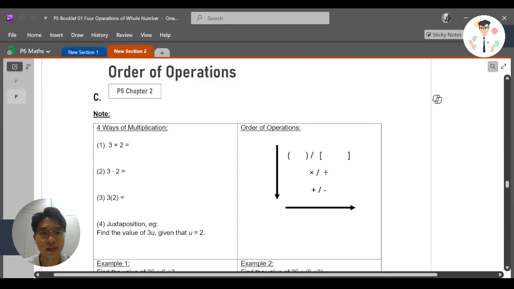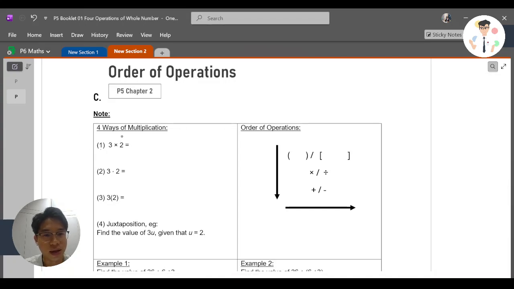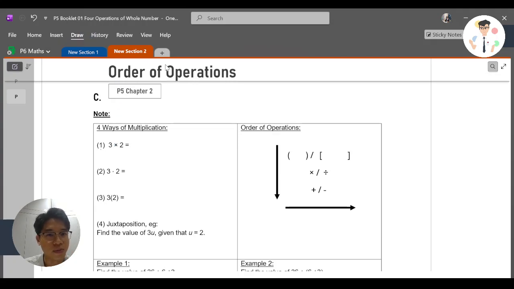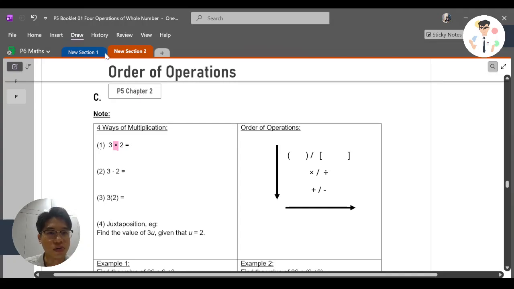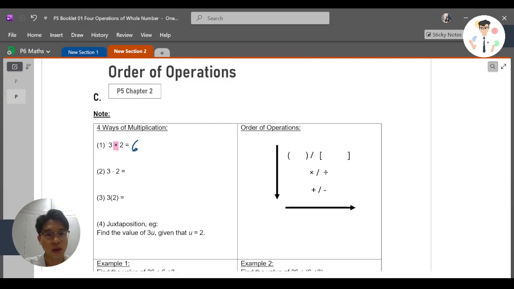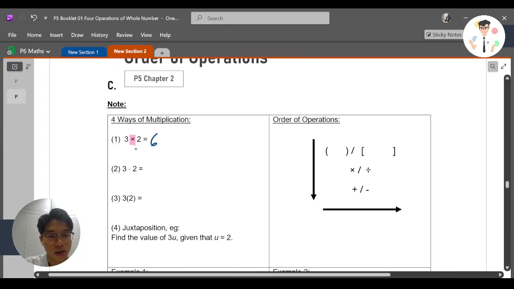So let's look at this first. 3 multiply 2. You know this is actually a times sign. I think most of you know that this is basically multiplication. So 3 times 2, all of you know, is equal to 6. Let me just zoom in a bit more. This is very common to all of you.